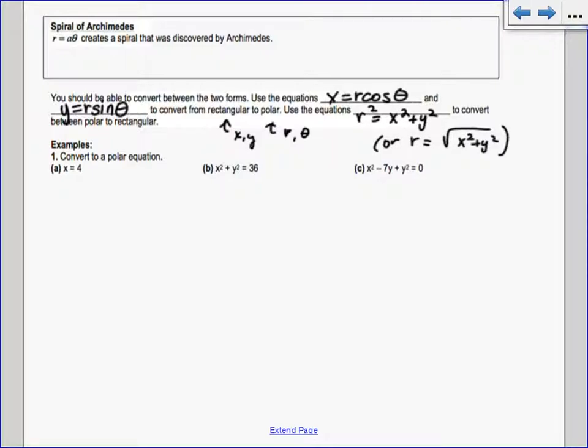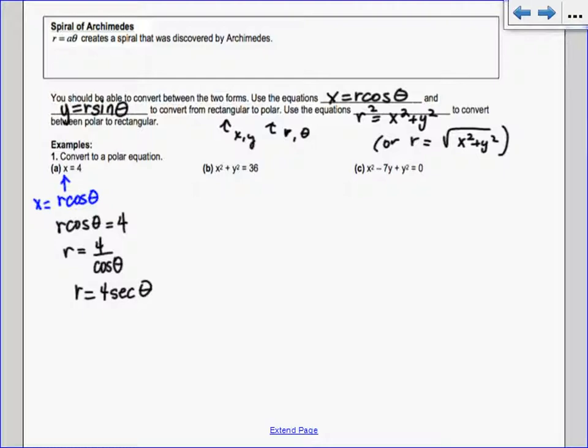Okay, so for the first one, these first examples are in rectangular form. So they all have x's and y's, and we want to switch it so that everything is in terms of r and theta. So if you have x equals 4, we can replace x with r times cosine theta. So what we really have is that r times cosine of theta is equal to 4. So if you solve for r, which most of the polar equations will be solved for r, you will get r equals 4 over cosine theta. In other words, r equals 4 times secant theta.